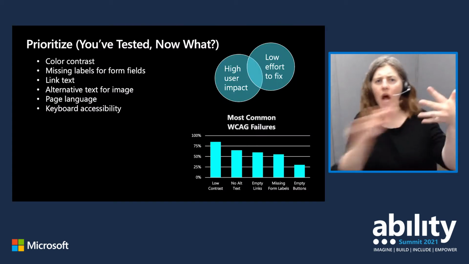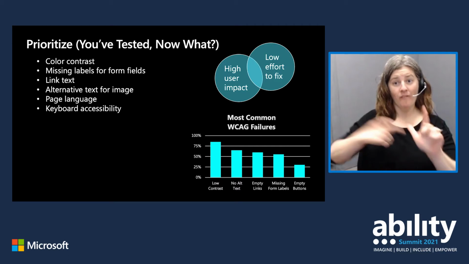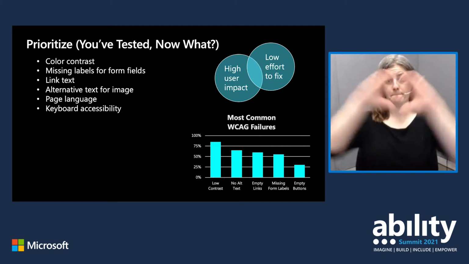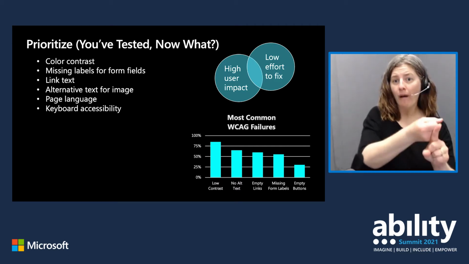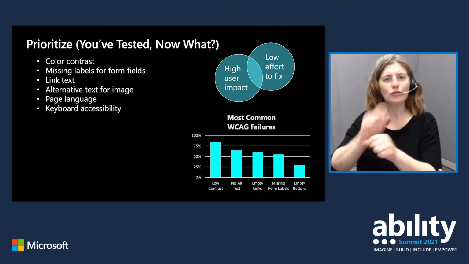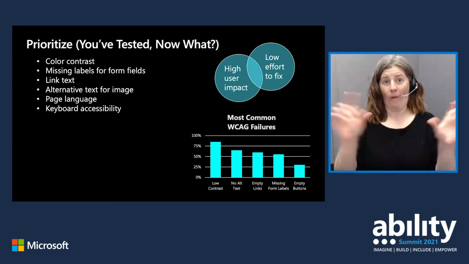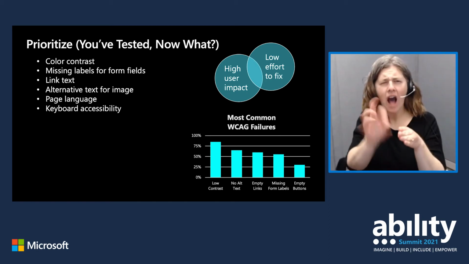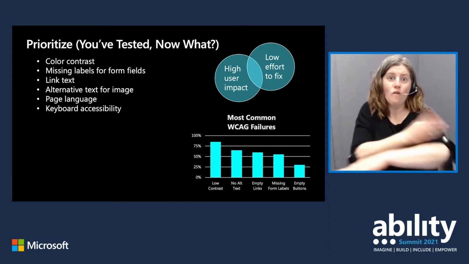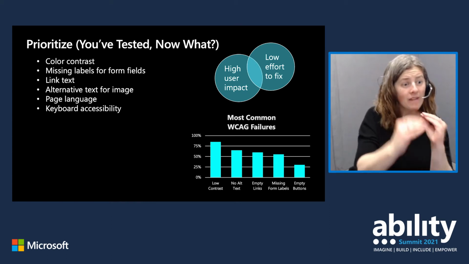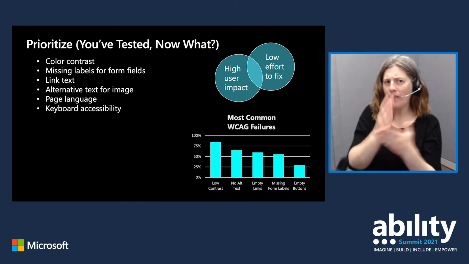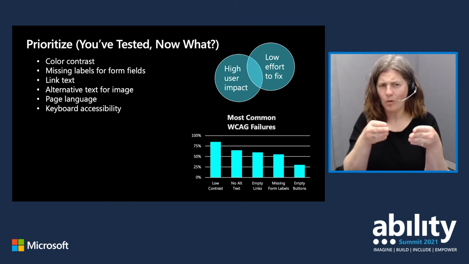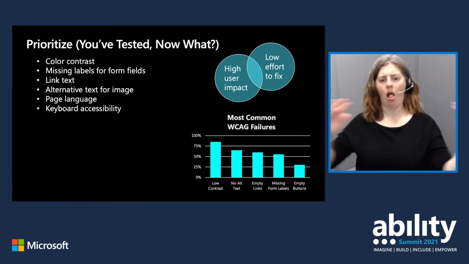On this slide, we have a picture of 2 intersecting circles, one labeled high user impact and the other labeled low effort to fix. As you might guess, the intersection of those 2 is a sweet spot where we'd like to find those issues that are really going to improve the user experience if we fix them and not be so hard to fix. And there are some of those, so we definitely do that. Of course, we need to take a blended approach here because there are other issues to consider as well.